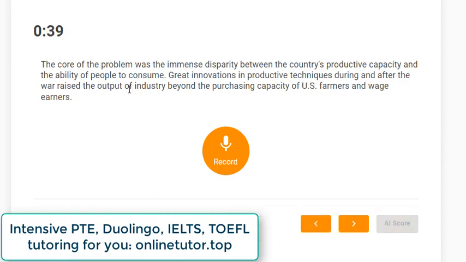The core of the problem was the immense disparity between the country's productive capacity and the ability of people to consume. Great innovations in productive techniques during and after the war raised the output of industry beyond the purchasing capacity of US farmers and wage earners.